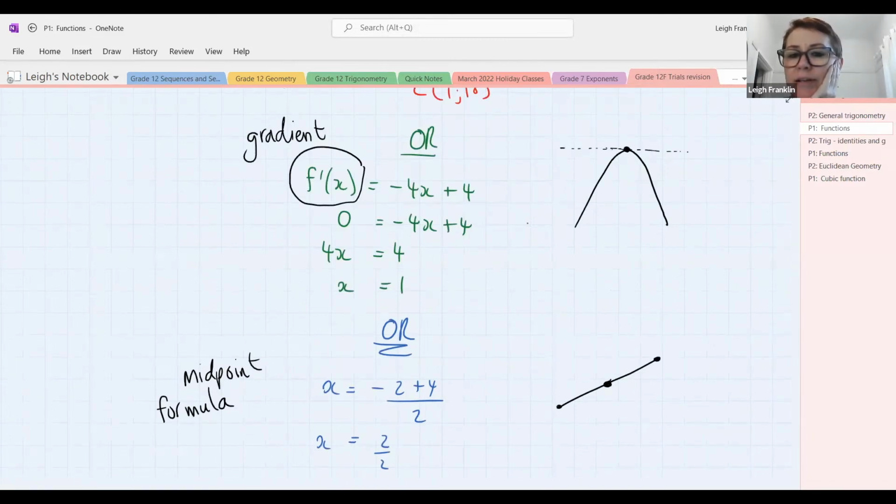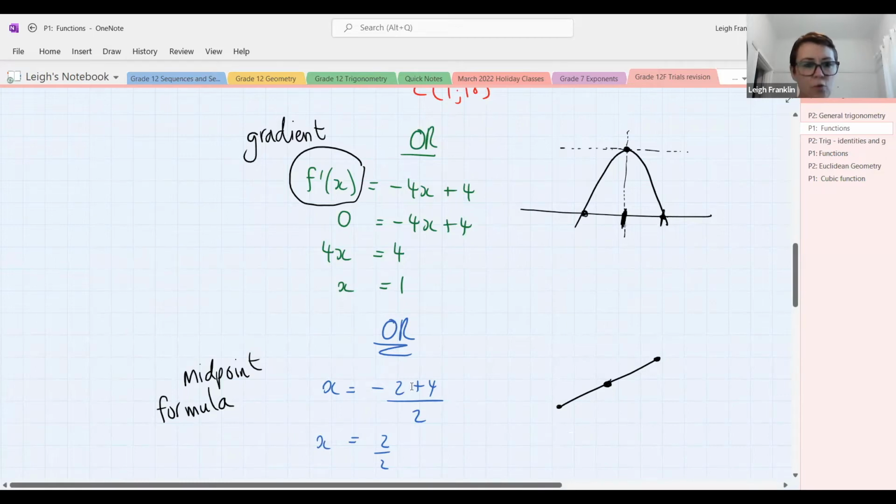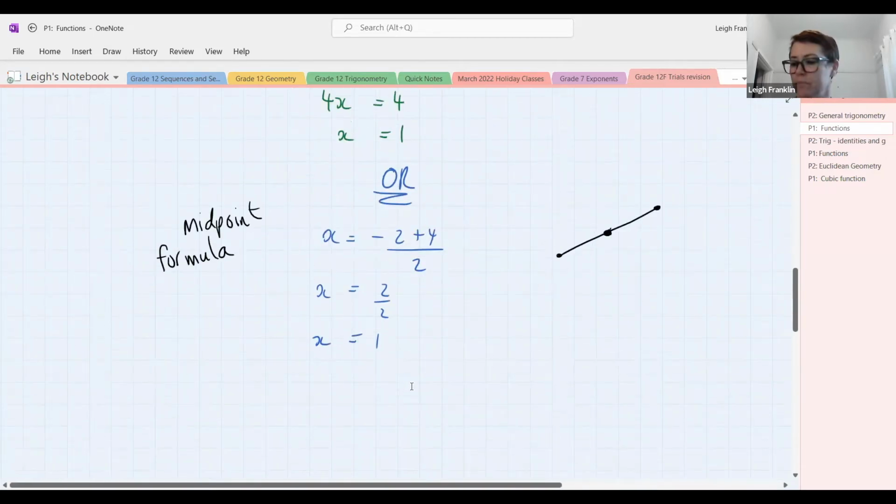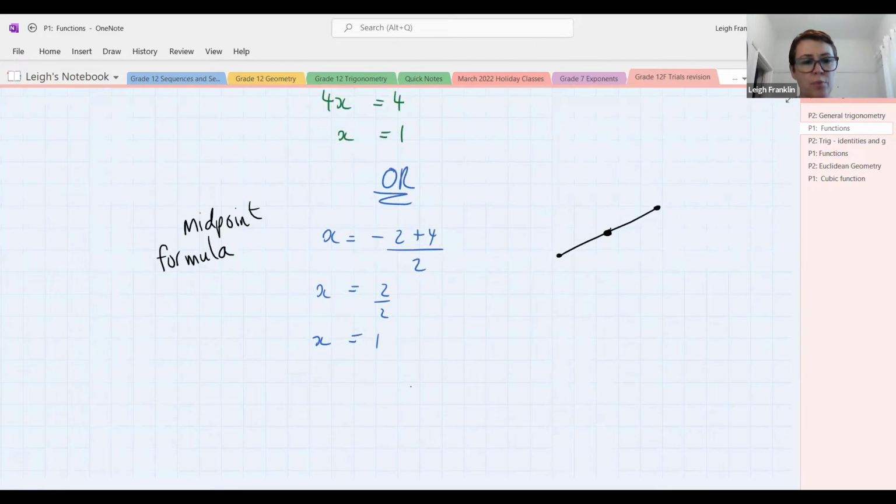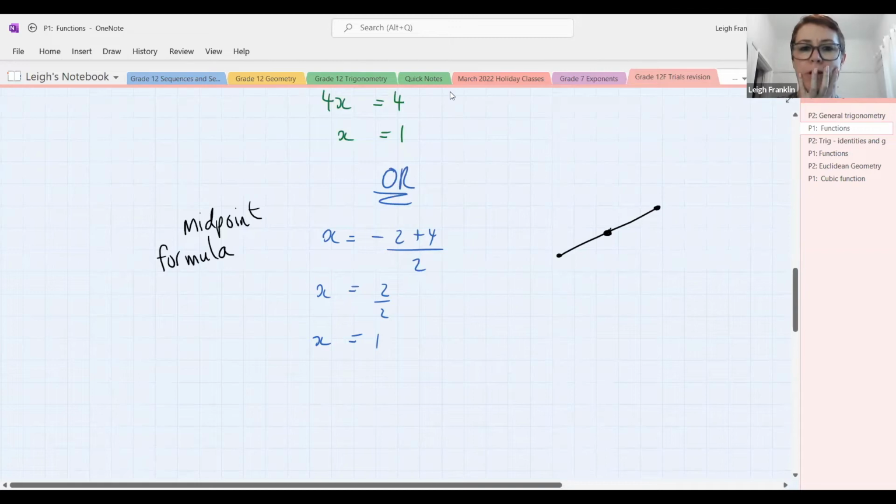If our x-axis is over here, our x-coordinate of the turning point is the midpoint between the x-intercepts. So the distance from one x-intercept to here is the same as the distance from the other x-intercept to there. Have you seen that at school before, Matrix? Has your teacher shown you that you can use the midpoint formula to calculate the x-coordinate at the turning point in class?